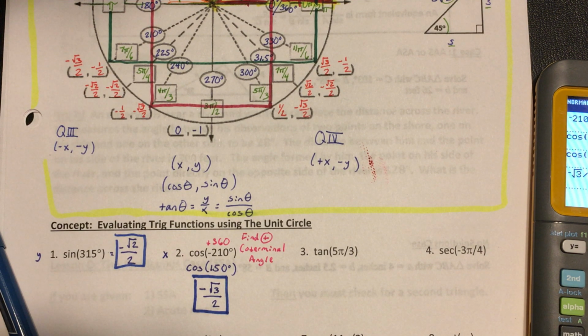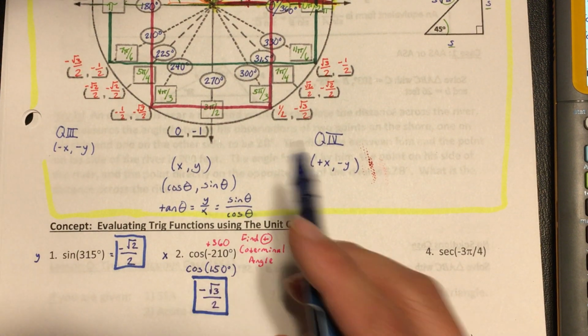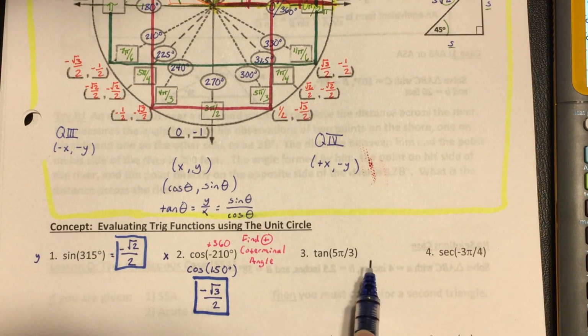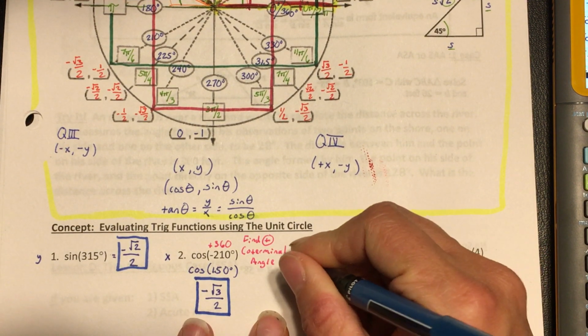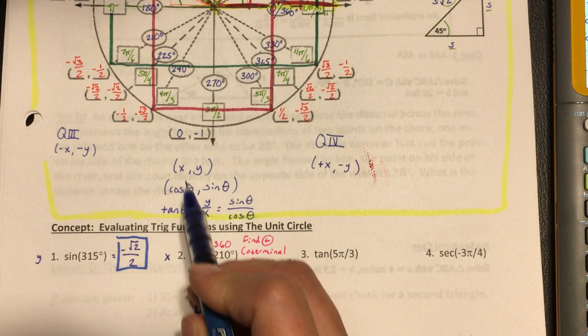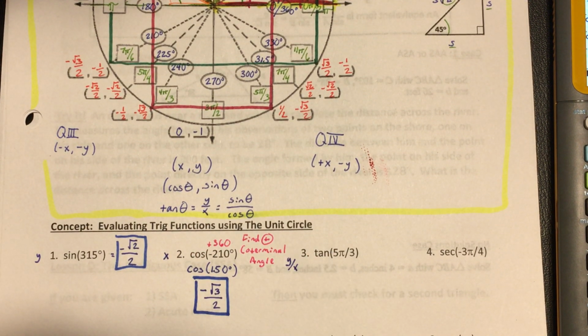So let's go ahead and move to number 3. Now this one is in radians. So 5 pi over 3 would be here on our unit circle. If I am looking for tangent of that angle, that means we want to find y over x. Remember, this is one of those concepts you have to have memorized: cosine is x, sine is y, and tangent is y over x.